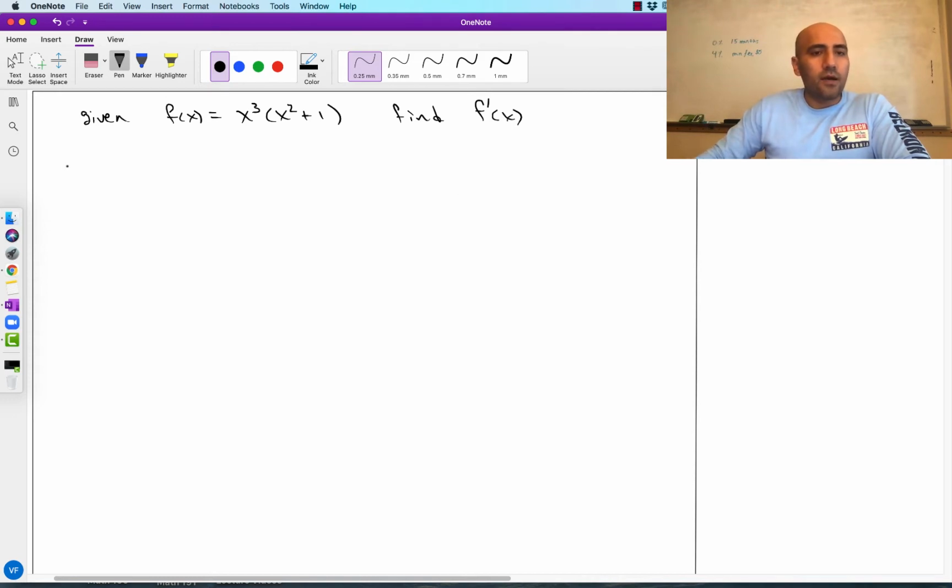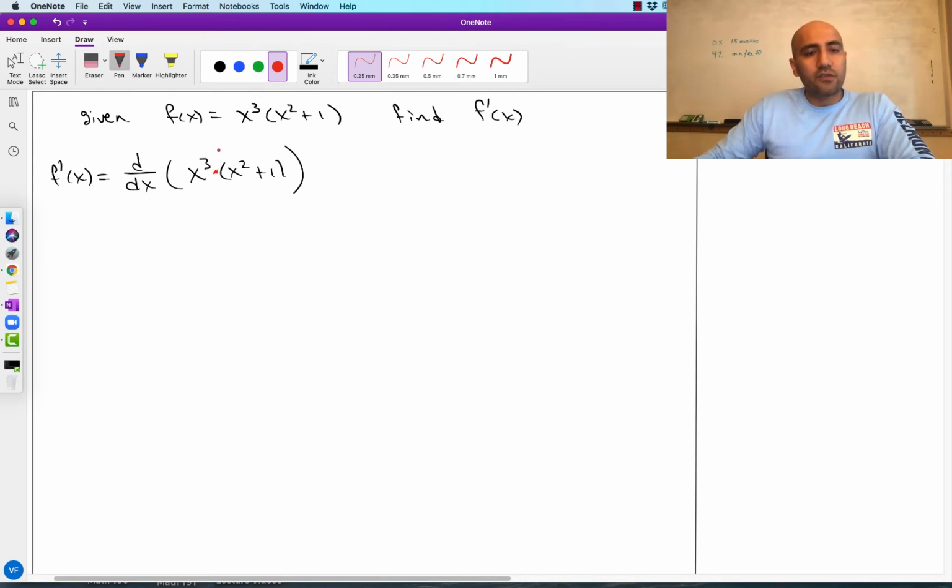Okay, so if we want to find this derivative, the first thing that might pop in your head is why not distribute, simplify, combine, reduce our function first and then apply the derivative? And that would be absolutely the correct instinct. So let's do that. The first derivative is going to be equal to the derivative with respect to x of this function, x cubed times x squared plus 1. Right? Okay, so let's go ahead and take care of this multiplication first.